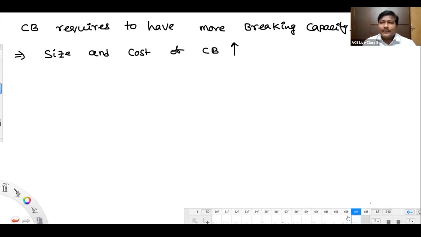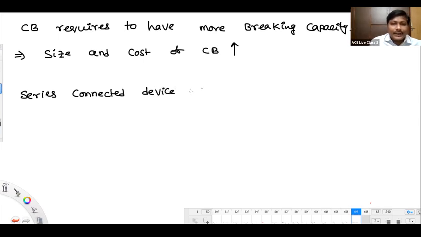Next thing, one more thing. I will tell it in a general way. Just think about this one. Keep these statements aside, whatever I am discussing. Some simple statements I am going to make here. Number one, series connected device. Next one is a shunt connected device. Generally, these two: series connected device, and the second one we call a shunt connected device.